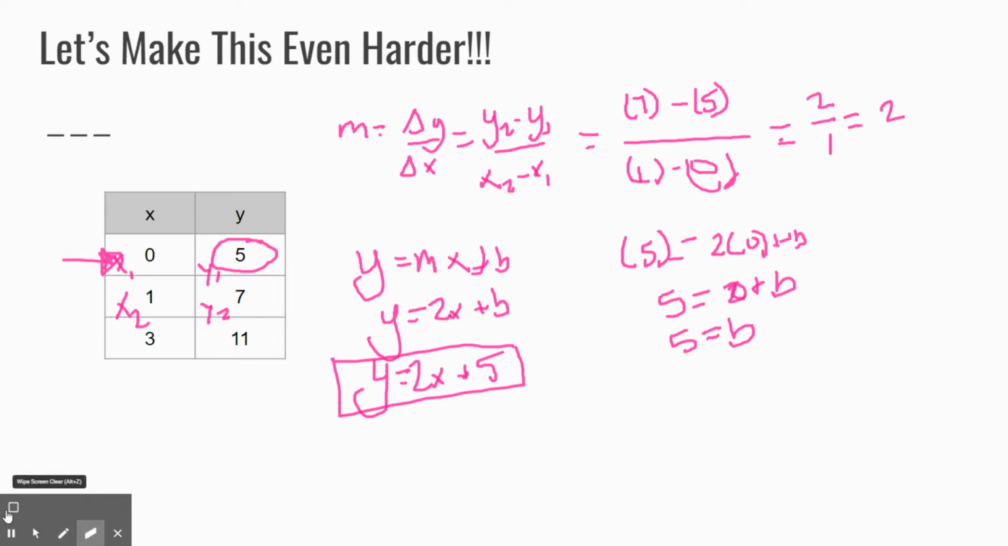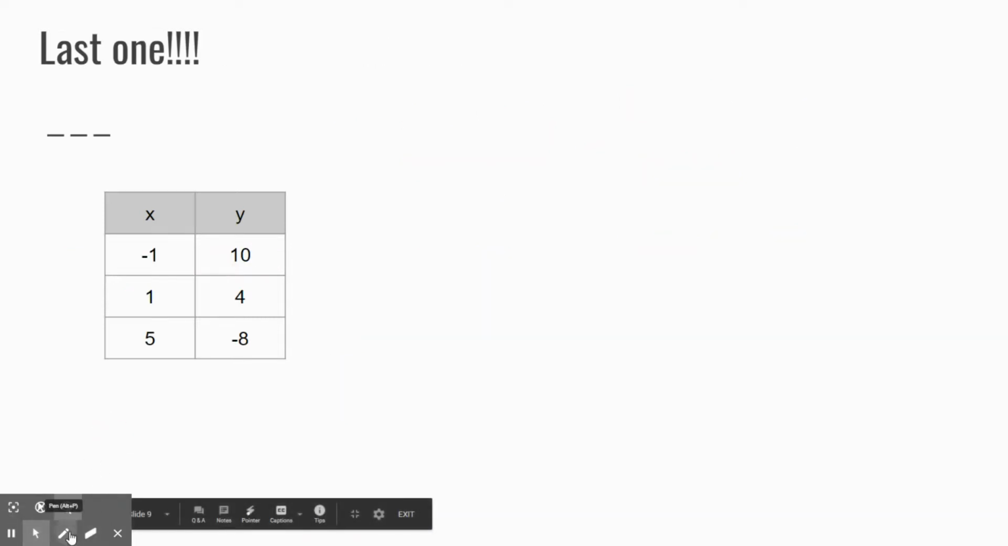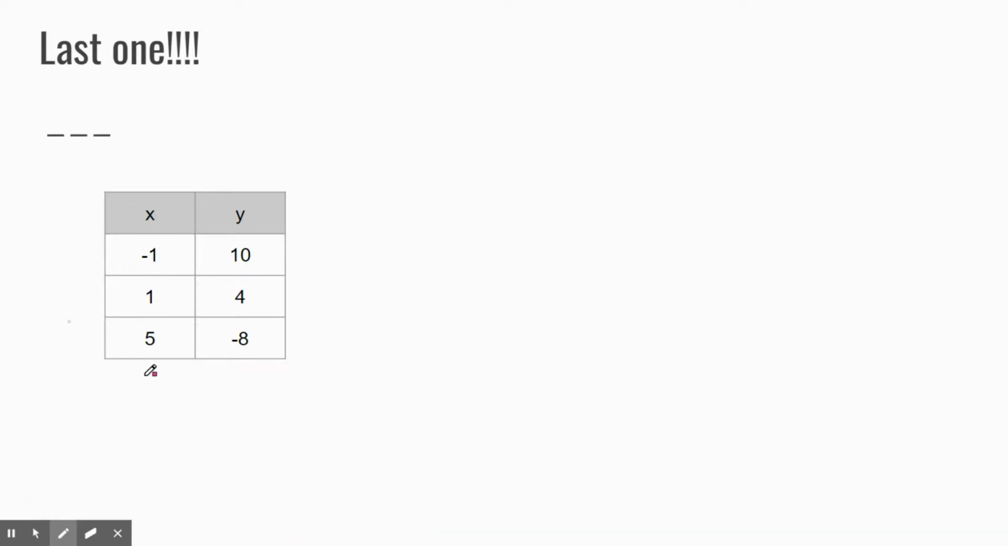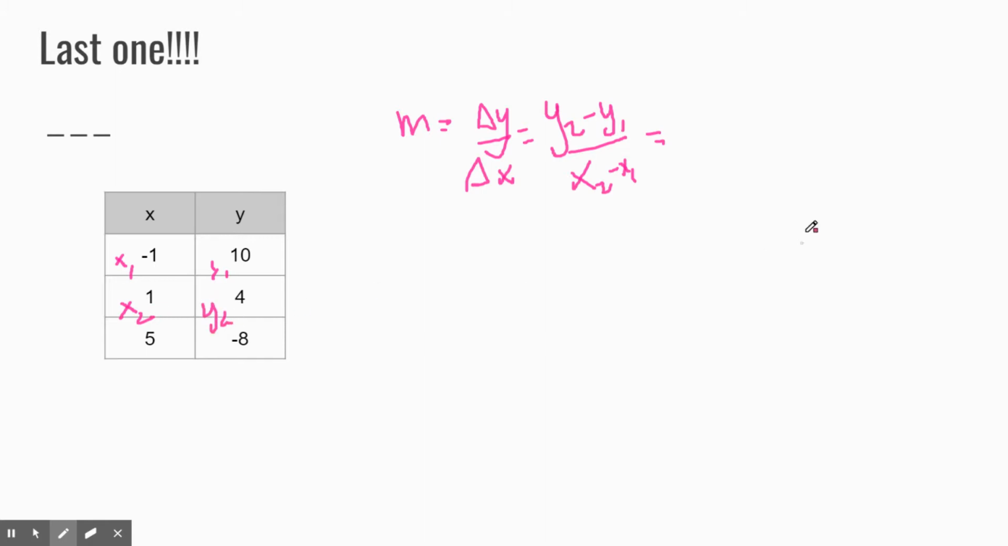All right, let's do one more practice problem together. Now we're going to do from the table again. So again, our slope formula is m equals change in y over change in x, which equals y2 minus y1 over x2 minus x1. So I gotta label my points x1, y1, x2, y2, and now I gotta plug them in.